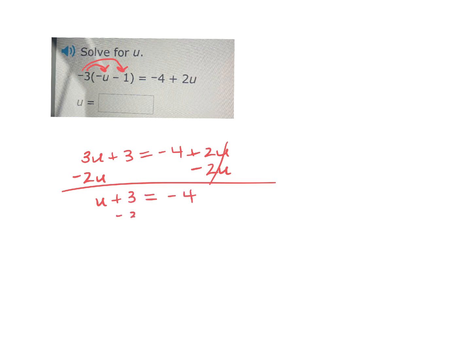And now I'm going to minus 3 on both sides to get u alone. And so I think you're going to get u equals -7 there, because -4 take away 3 more would be -7. I hope that helps.